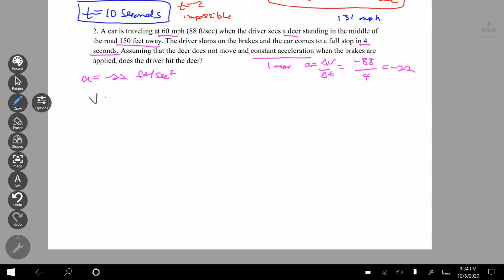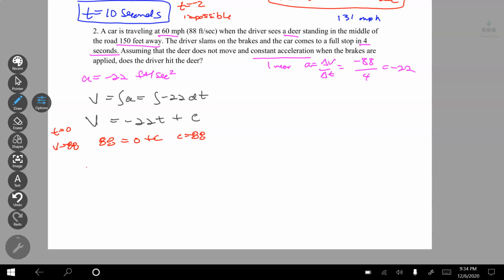My velocity is equal to the antiderivative of my acceleration, which is negative 22 dt. I get v equals negative 22t plus c, but I know what I have initially. I know when t equals 0, my velocity is 88. So 88 equals 0 plus c, or c equals 88. So my velocity equation is negative 22t plus 88.